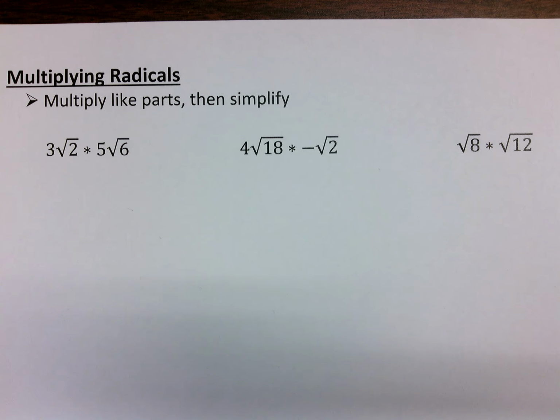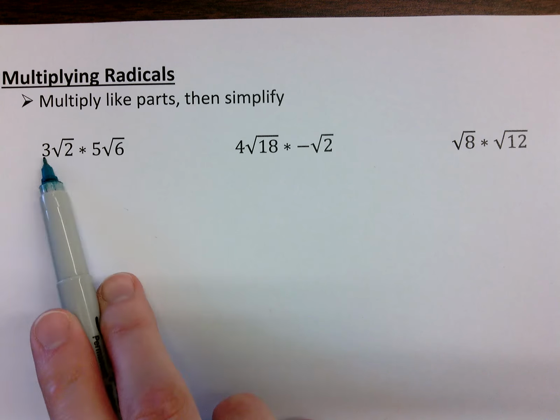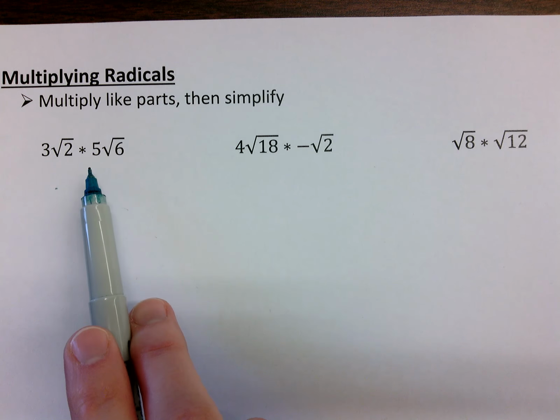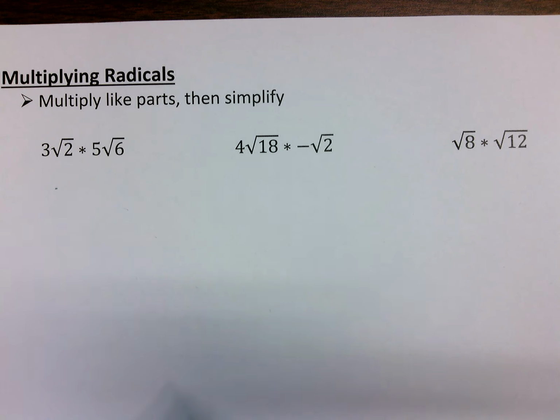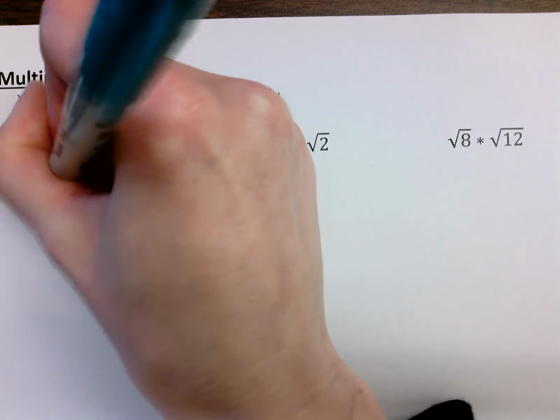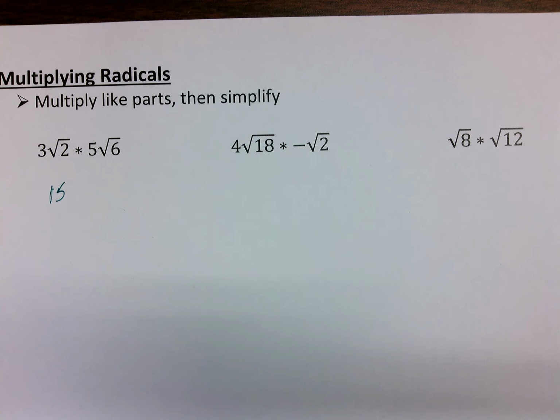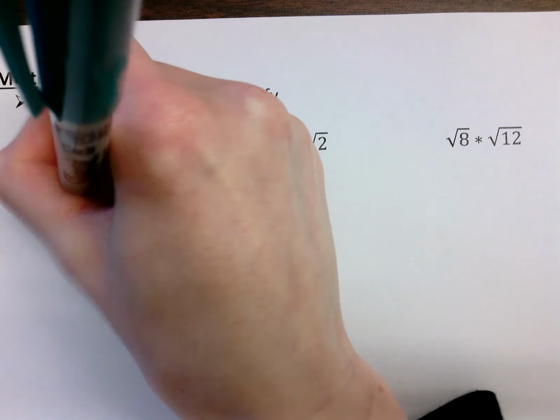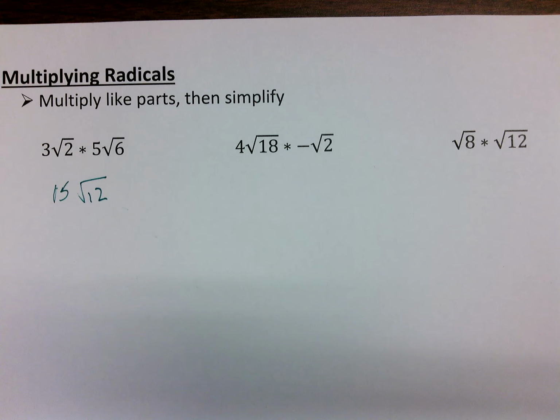Okay, so for this first problem, what I'm going to do is the 3 and the 5. Those are alike because they're both coefficients. So I'm going to go ahead and multiply those to get 15, and that's going to go in the front part of my answer. And then I'm going to multiply the 2 and the 6 together to get 12, and that's going to go on the inside of my radical. So I've got 15 times the square root of 12.